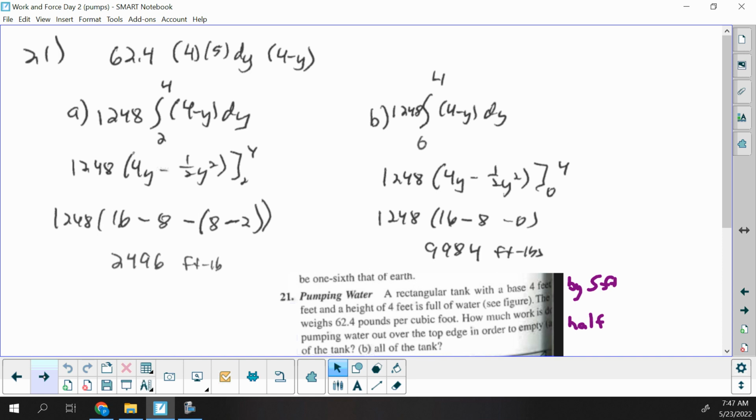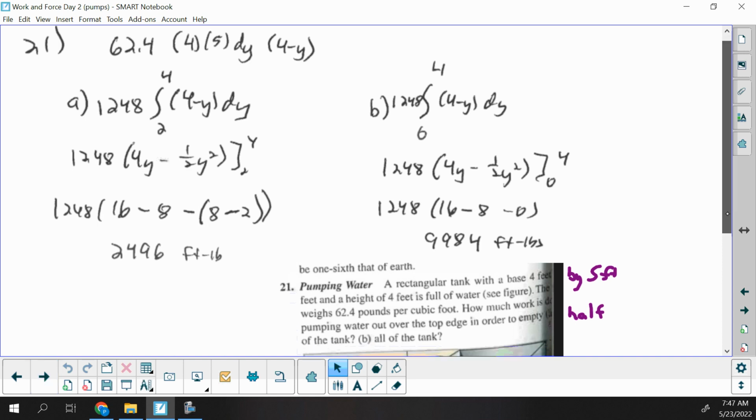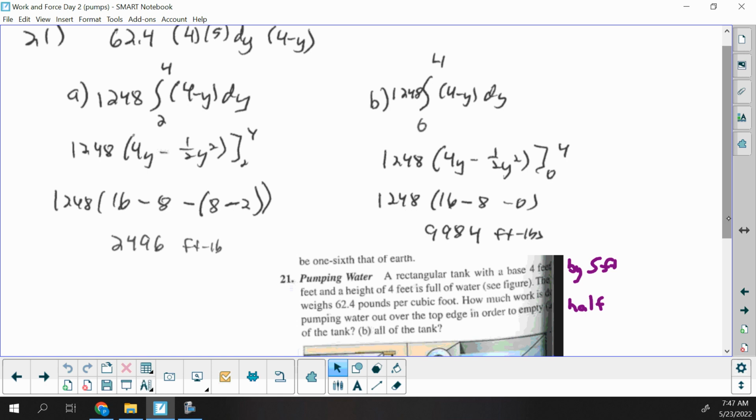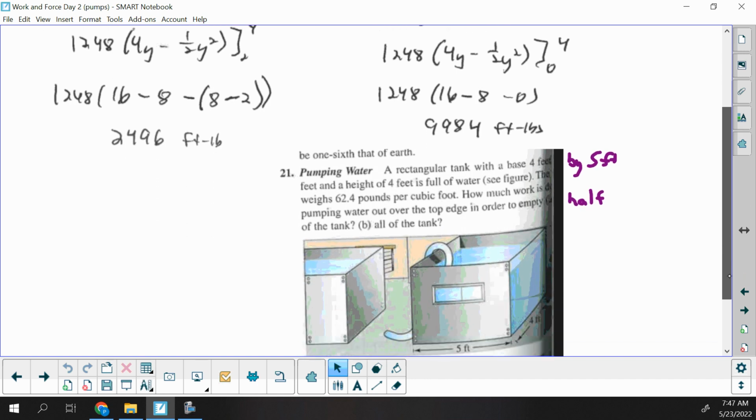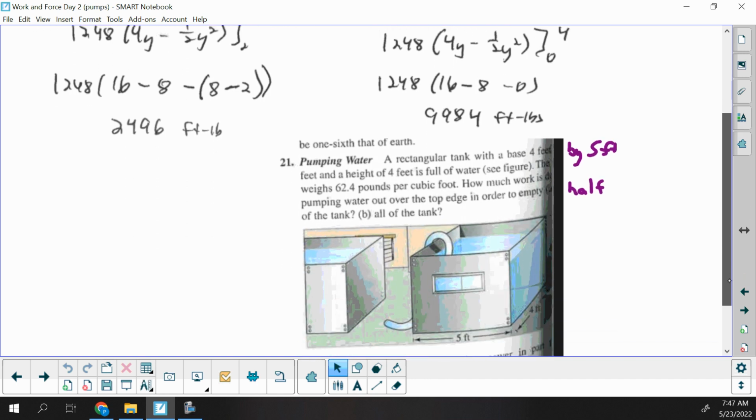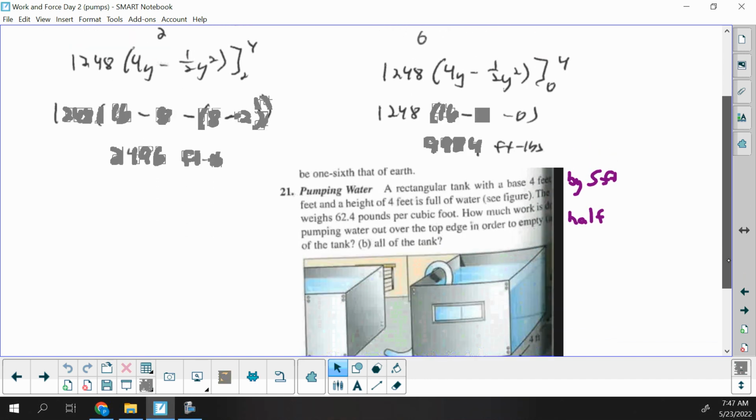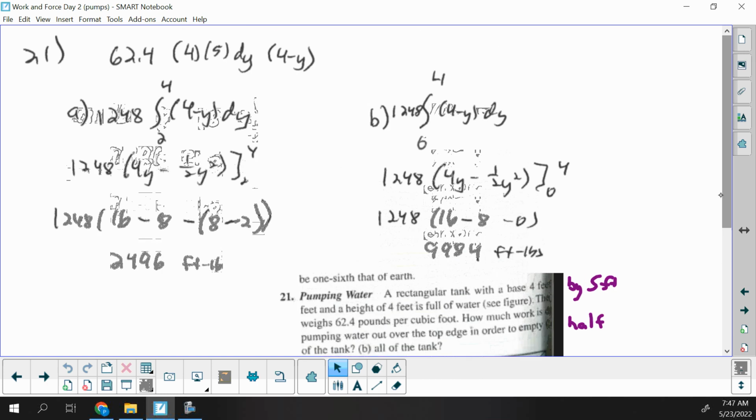In 21, we want to do the volume of a slice. So we start with our density of the water, the 62.4 pounds per feet cubed. Then each slice of water was 4 feet by 5 feet times a little bit of thickness, which I call dy. So that gives us a feet cubed. Then you have to multiply it by the distance it traveled. Your top was 4 minus a random y value, so 4 minus y for your distance.